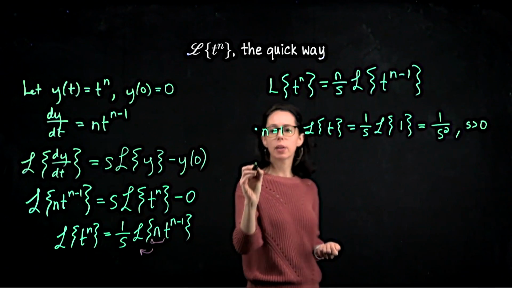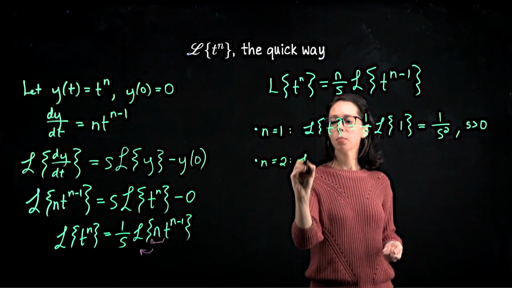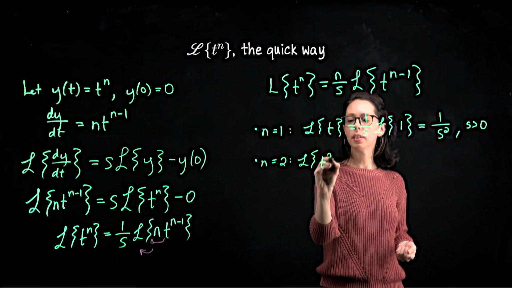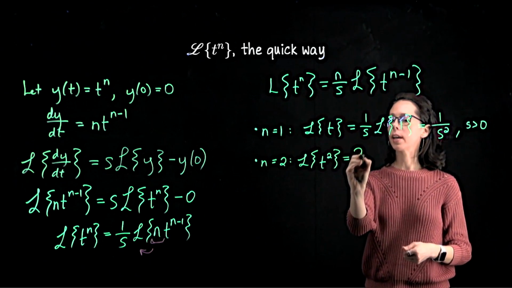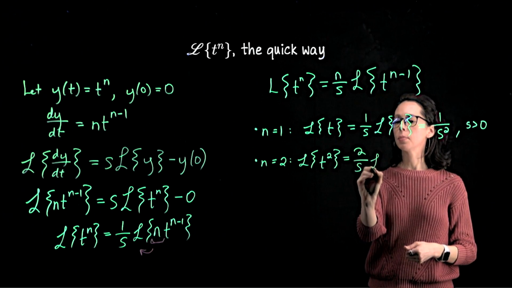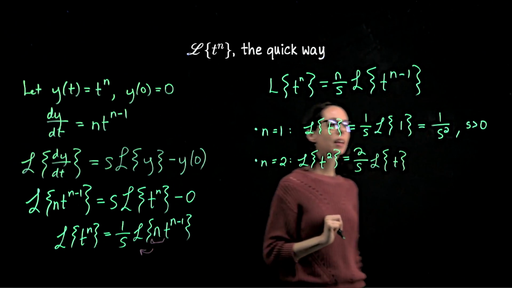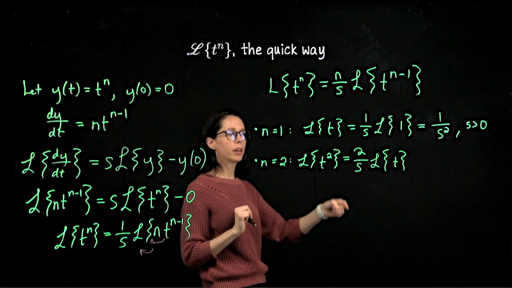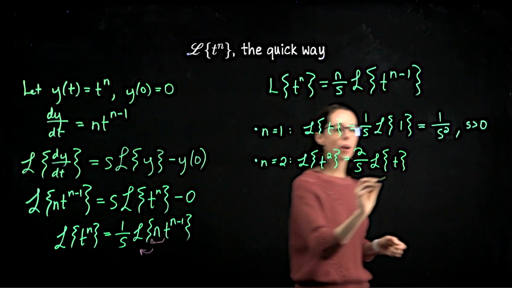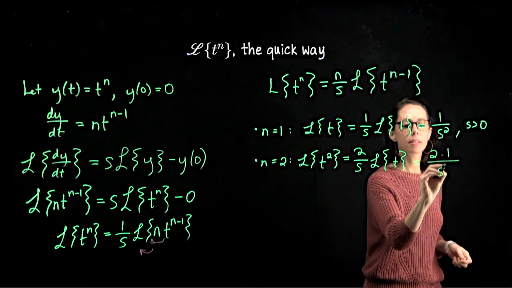Okay, but let's move up now to n equals 2. The Laplace transform of t squared is n over s. So in this situation, that's 2 over s times the Laplace transform of t. We just found that. That's 1 over s squared. So we'll have 2 times 1 over s cubed, and I do want to write it that way, even if the numerator seems a little silly. So 2 times 1 over s cubed.